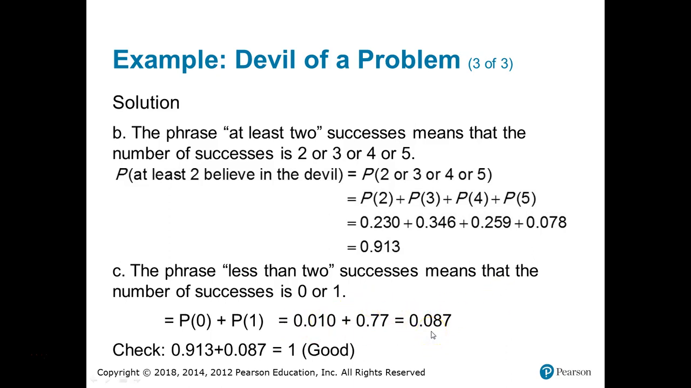And as a quick check, the only possible outcomes are 0, 1, 2, 3, 4, 5 successes. So these 2 parts B and C encompass every possible outcome. So if you add up these 2 values, you should get 1, or 100% of all the outcomes. And when you check it, you do get that.